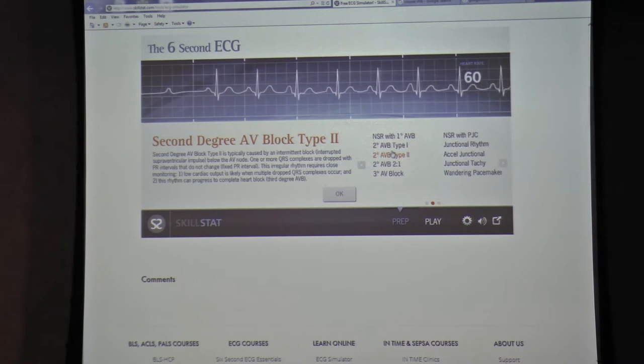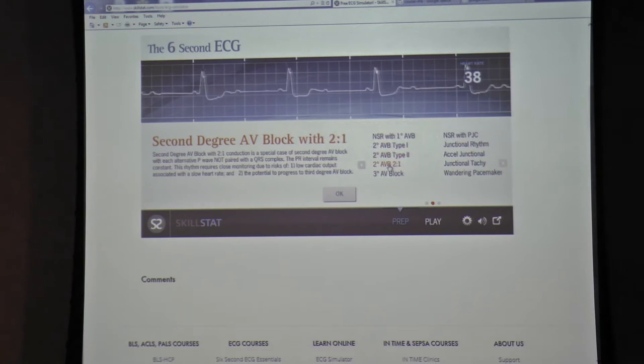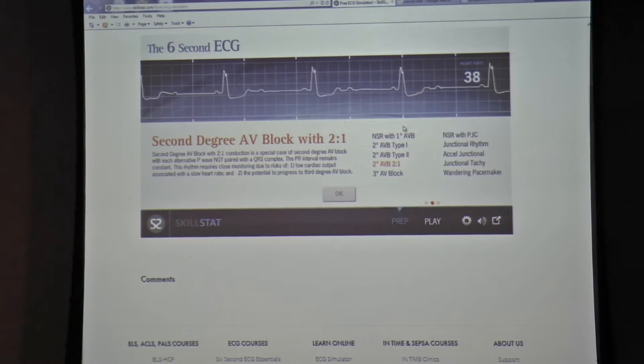Now this is probably the calmest second degree type 2 I've seen. You know, it doesn't usually have that many conducting complexes, that many normal complexes. This one might be a little better. Yeah, this is a little better. So here we have a normal complex, okay? And then we just have the P wave floating out here. That's why they're calling it 2-to-1, so you're having two P waves for every QRS.